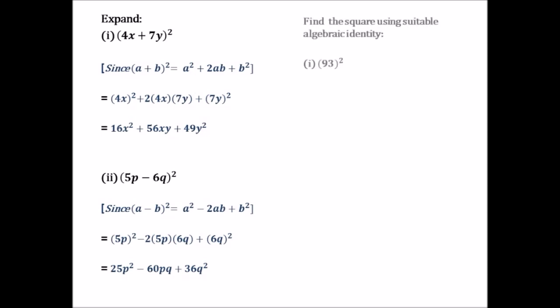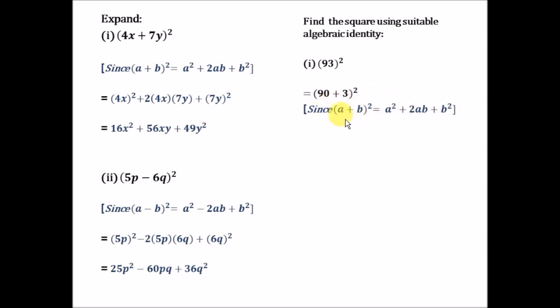Now the next type of question is, we need to find the square using suitable algebraic identity. The first question is 93 square. Now we need to find the square but using algebraic identity. So let's expand 93 as 90 plus 3. So we can express 93 square as 90 plus 3 whole square. This is in the form of a plus b whole square, where in place of a we have 90 and in place of b we have 3.